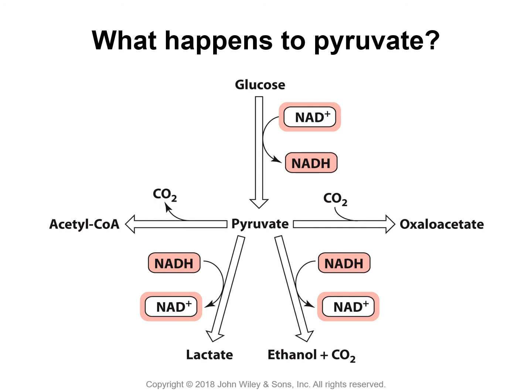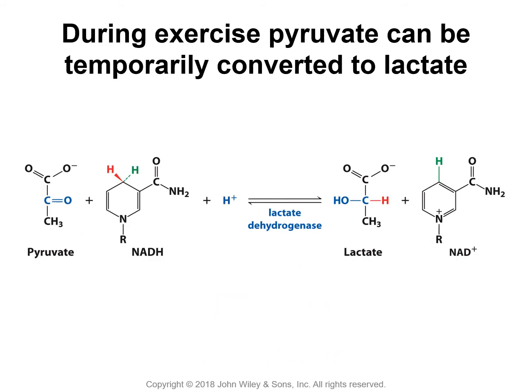Pyruvate can also be carboxylated to produce 4-carbon oxaloacetate. So a lot of things can happen to pyruvate. Now, sometimes during exercise, pyruvate can temporarily convert to lactate as well. So it can actually do that. So you see here you've got pyruvate and then NADH, and then lactate dehydrogenase, and then you get lactate.